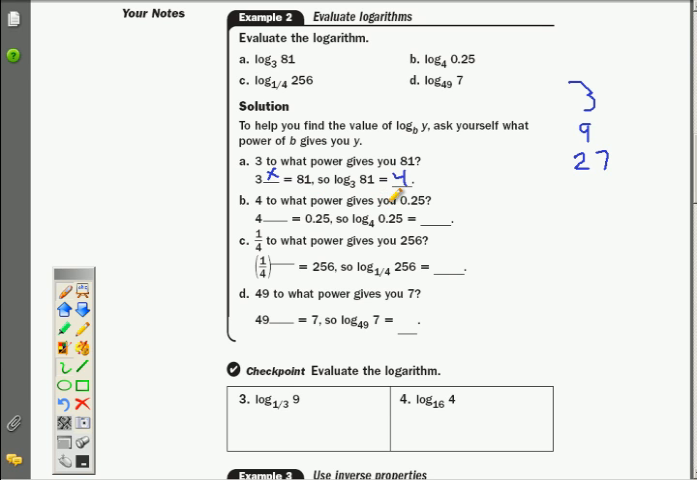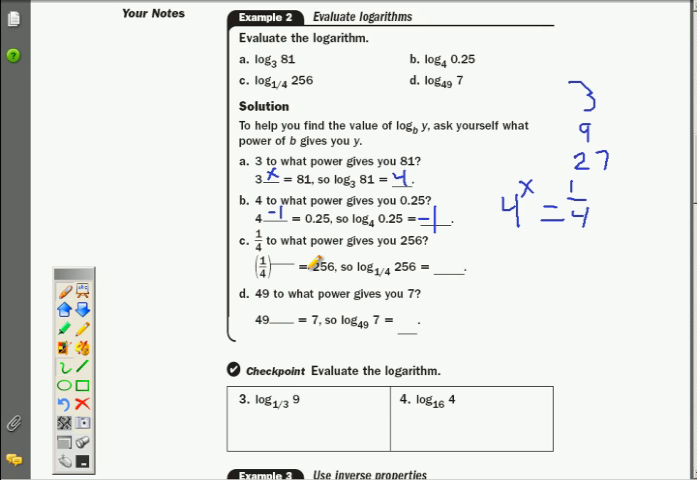4 to the what power is 0.25. Well, 0.25 as a fraction is 1/4. So 4 to what equals 1/4? Well, that was -1. So we put that right there. And this is a lot of guessing, and we're going to take out the guessing later on in the section. But right now, they're just trying to check your number sense and see where you're at.